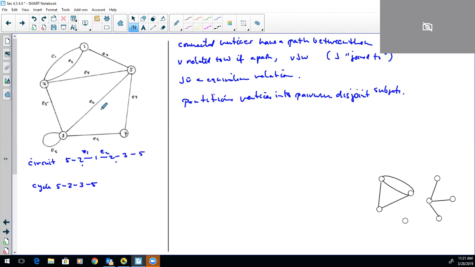Okay. And these disjoint subsets would themselves determine subgraphs. The subgraphs determined by these subsets are called components.